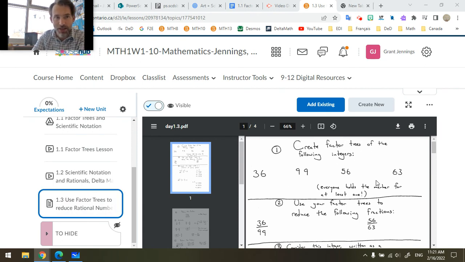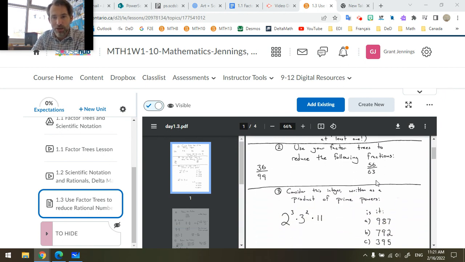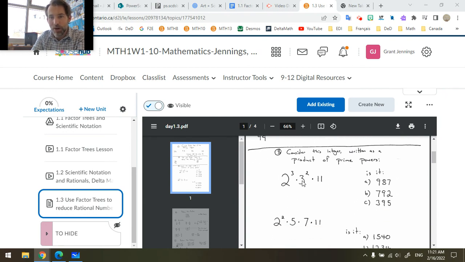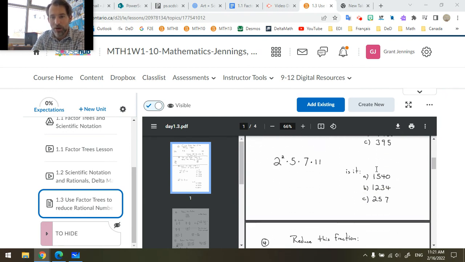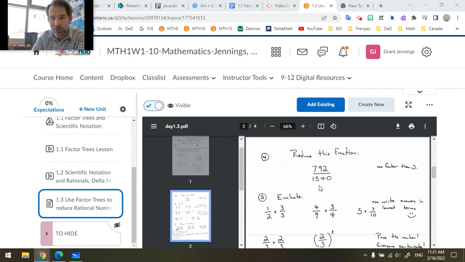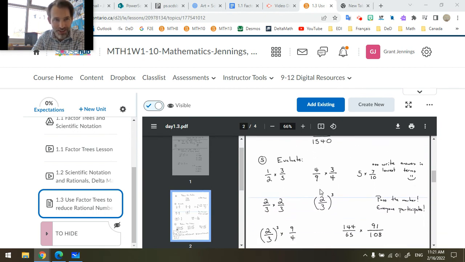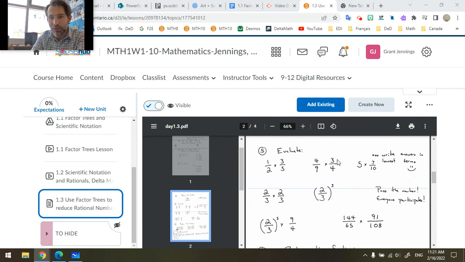You'll find that you will hate me if you don't do these with patterns. If you do these with patterns, you'll find they're very smooth. So practice doing the patterns here. Practice with these numbers and expanding them. Then try reducing this fraction using the factor trees. Evaluate these things and see if you can do some canceling.